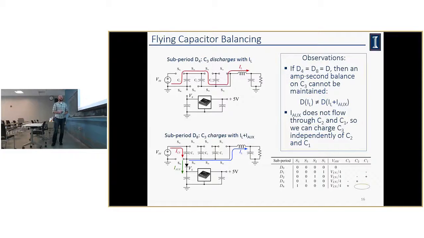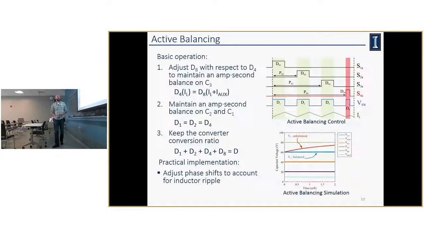It's also important to note that IOX doesn't flow through the other capacitors, so that auxiliary power doesn't affect the other capacitor charging as well. And furthermore, if we look over in D8, we can charge this capacitor completely independent of C2 and C3, so we have a degree of freedom there.